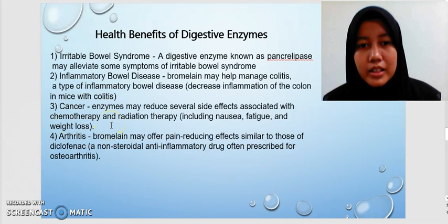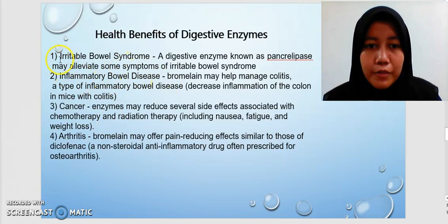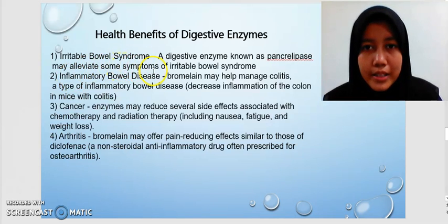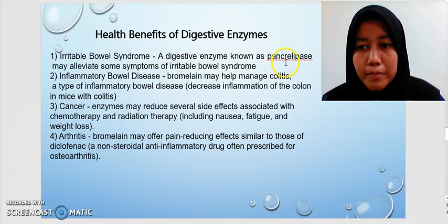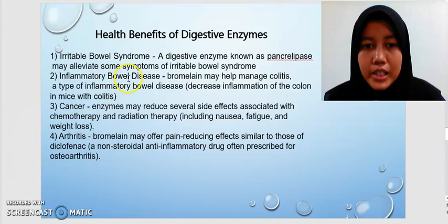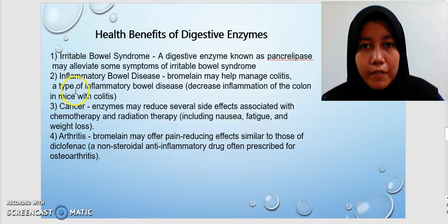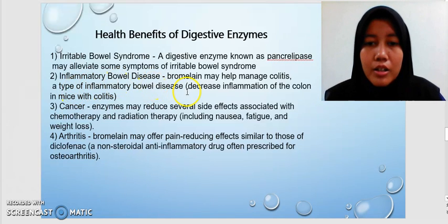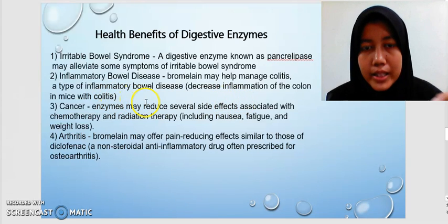And now the health benefits of digestive enzymes. First, irritable bowel syndrome. A digestive enzyme known as pancrelipase may alleviate some symptoms of irritable bowel syndrome. Second, inflammatory bowel disease. The enzyme bromelain may help manage colitis, which is a type of inflammatory bowel disease. It decreased inflammation of the colon in mice with colitis.